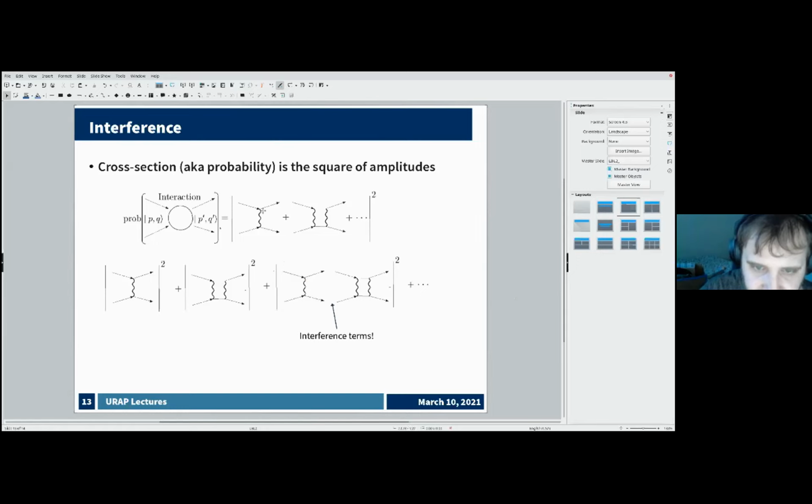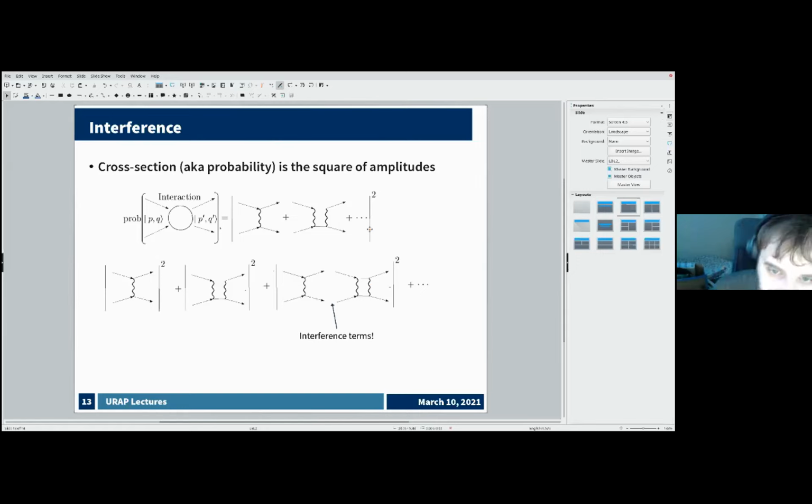In this example, you have a leading order diagram, which is a tree diagram. Then you have a next to leading order diagram, which has one loop in it, and the dot dot dot corresponds to even more loops in your diagram. So to get a probability of an interaction, you have to add up all of these possible diagrams. And that's just the amplitude. To get the probability, you have to square that sum.